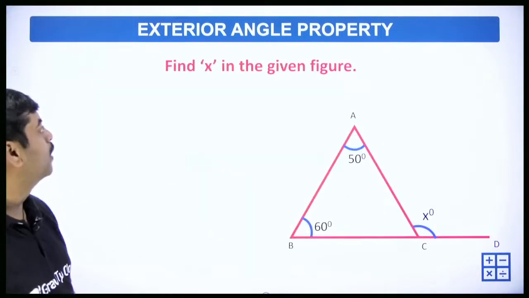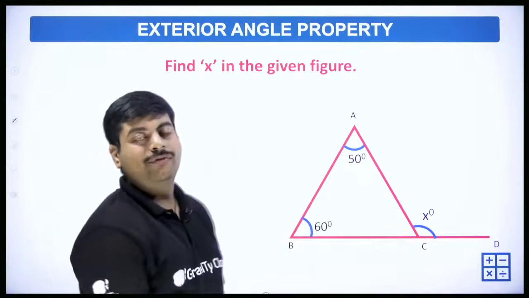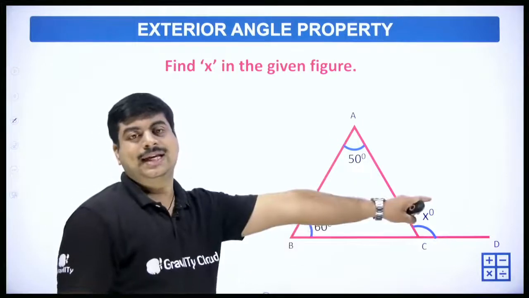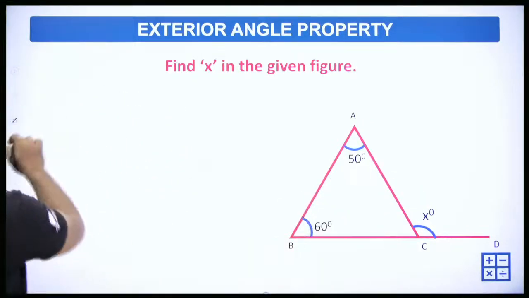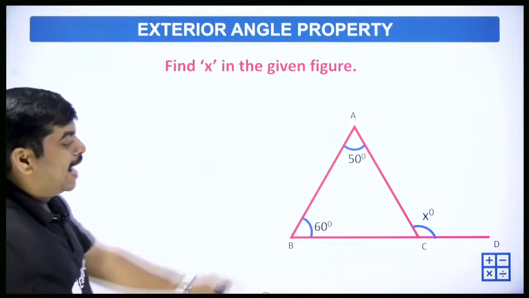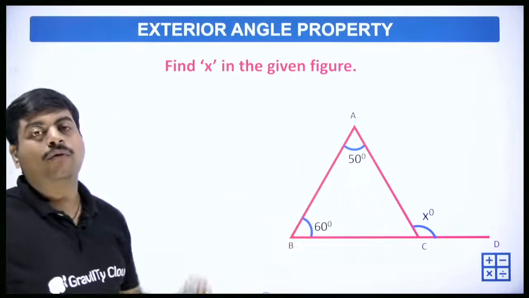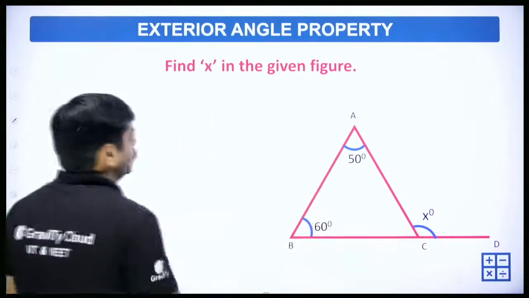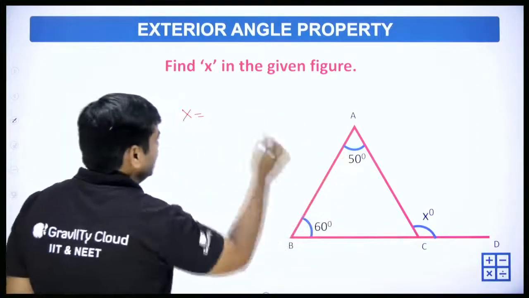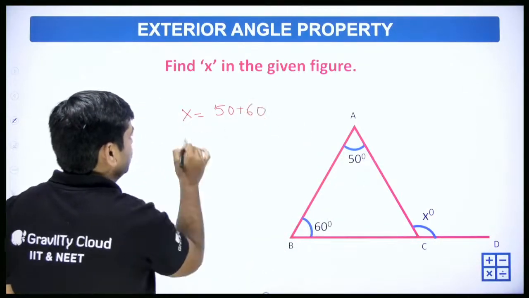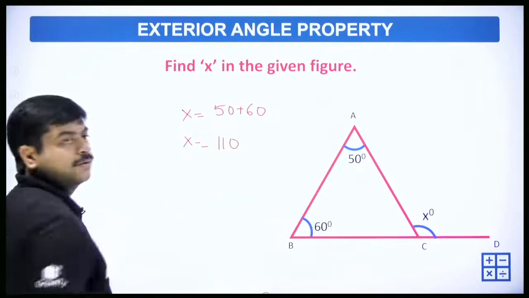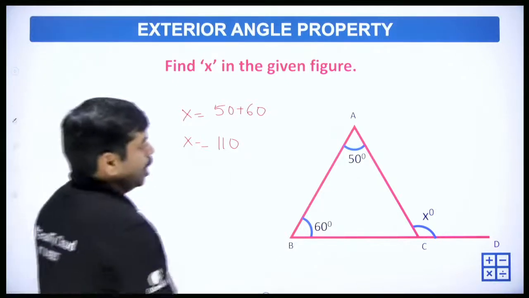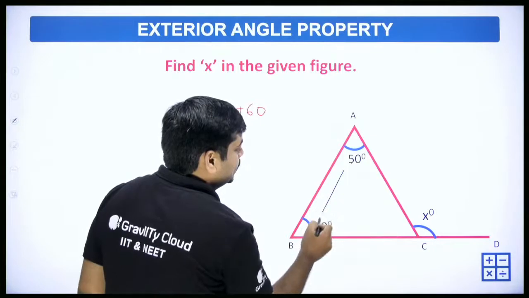Let's discuss one more. We have a question here: find the value of X in the given figure. See which angle is exterior here. X is the exterior angle, which should be equal to the sum of the opposite two interior angles. So X is equal to 50 plus 60, X is equal to 110. Or you can also use another approach, which I will tell you.